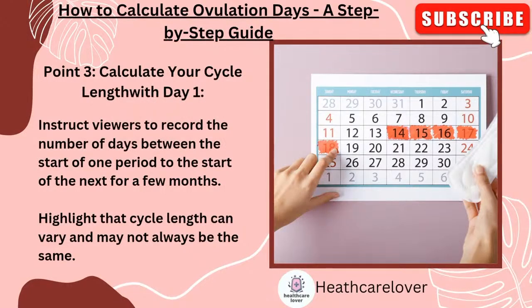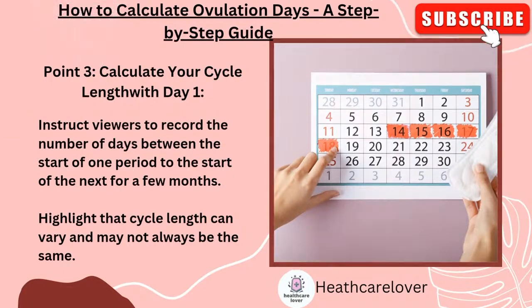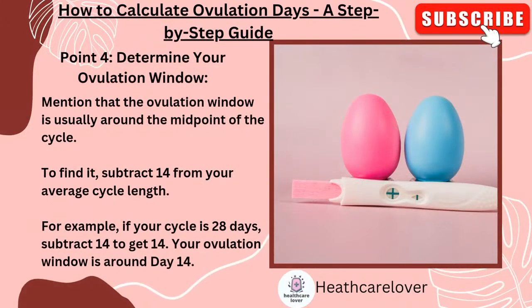days between the start of one period to the start of the next for a few months. Highlight that cycle length can vary and may not always be the same. Point 4. Determine your ovulation window. Mention that the ovulation window is usually around the midpoint of the cycle.